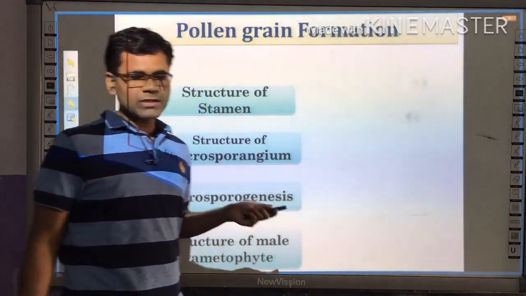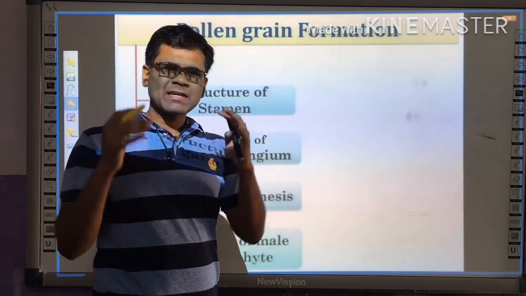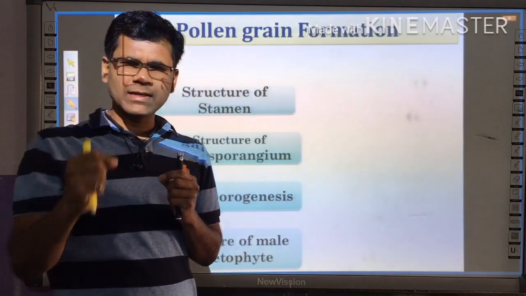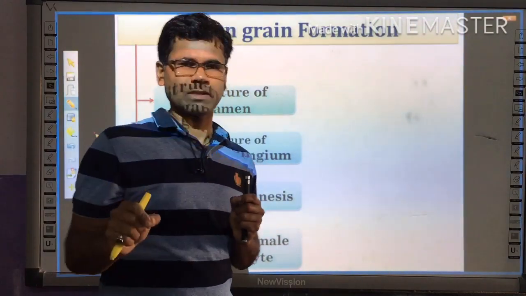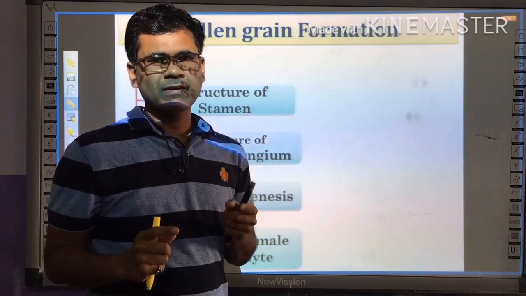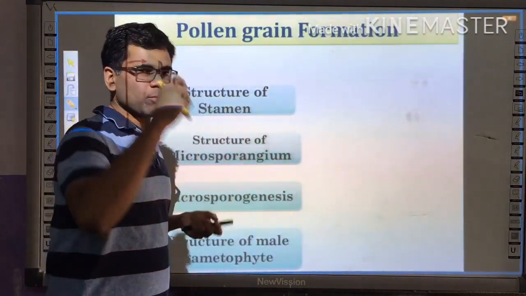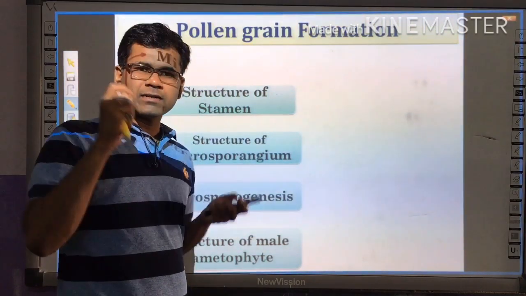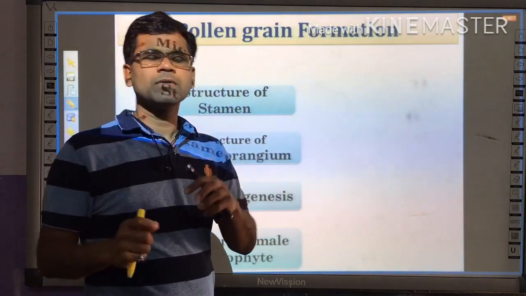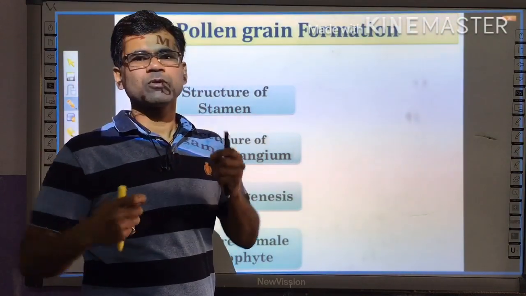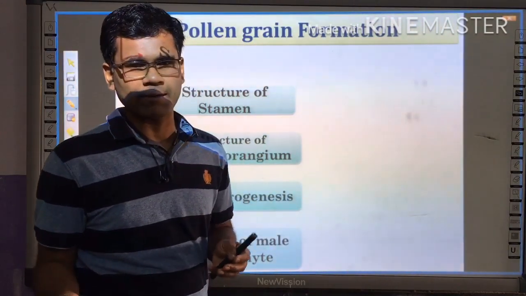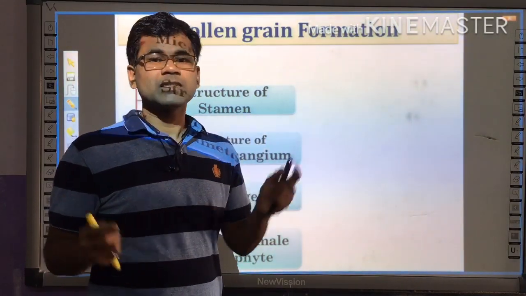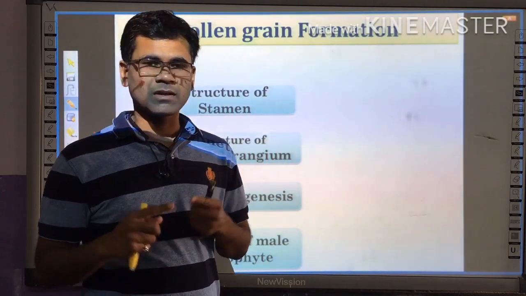Just before the embryo sac formation, megasporogenesis is exactly the same as what we have studied about microsporogenesis. In microsporogenesis, we have studied that there is a pollen mother cell which undergoes a reductional division. That reductional division leads to the formation of microspores, and these microspores later on modify to form the pollen grain. There we have studied the structure of microsporangia and the structure of the male gametophyte, that is the pollen grain.